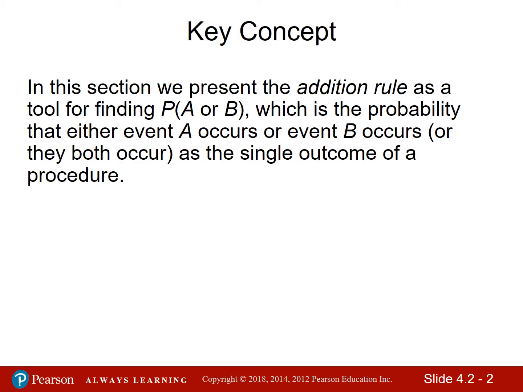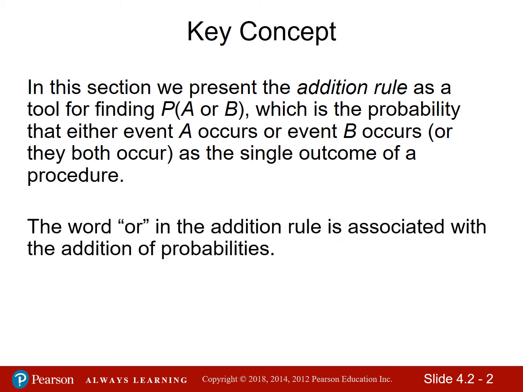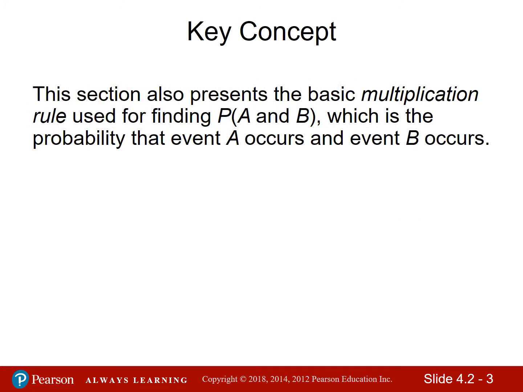So, the addition rule. The notation for the addition rule is P of A or B, the probability of A or B. So either event A occurs or event B occurs, or they both occur as a single outcome of a procedure. We're going to talk about it much further. The word "or" is the addition rule, right? So you're adding the probabilities. P of A or B will be, for the most part, P of A plus P of B.